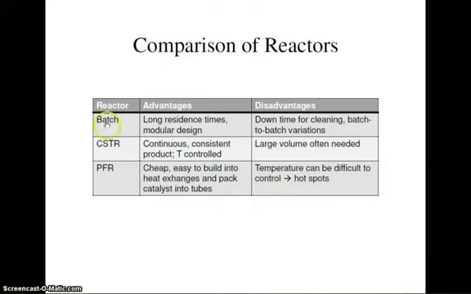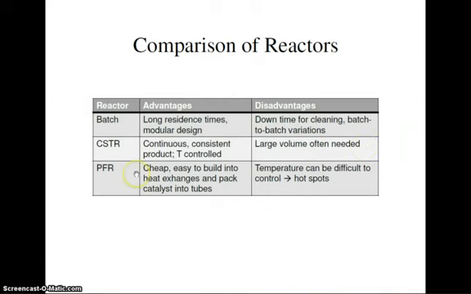And the summary is, for batch reactors, of course, we have long residence times, modular designs, but the disadvantages are that there's downtime required for cleaning, and there may be batch-to-batch variations, but it's good for small batch kinds of processes. A continuous stirred tank reactor is, of course, continuous, and it gives a consistent product and makes temperature control relatively straightforward, but large volumes are required to make this worth doing.